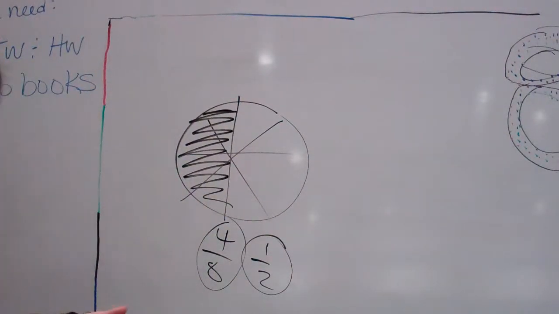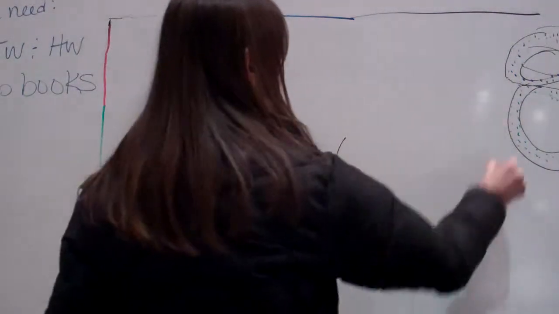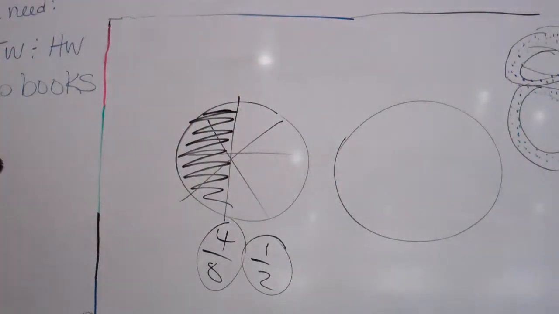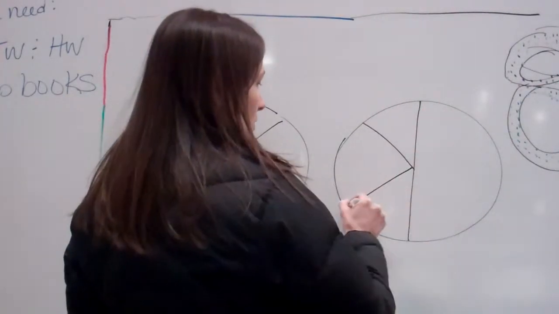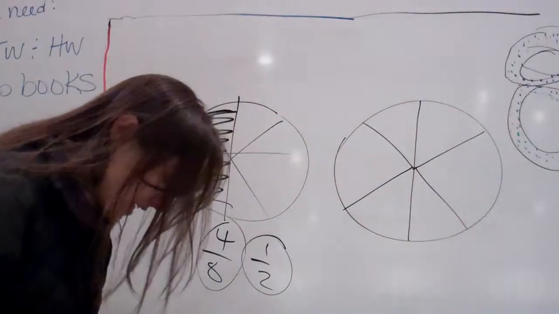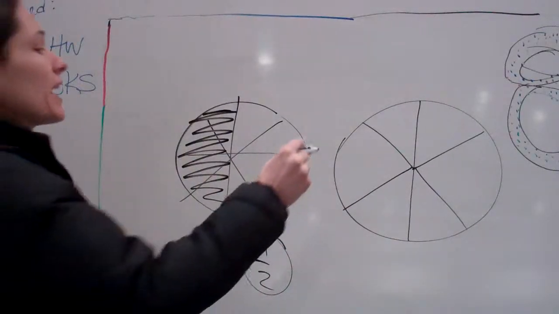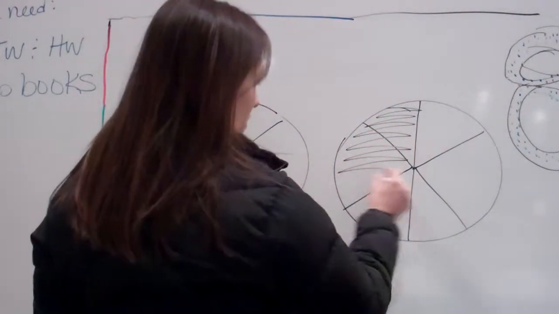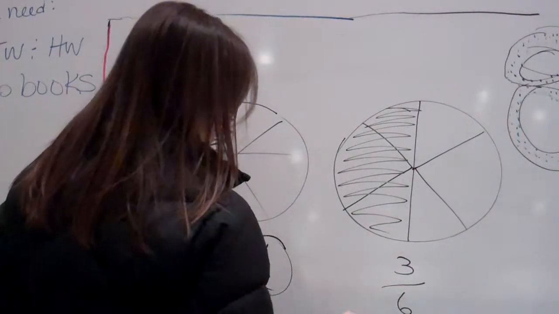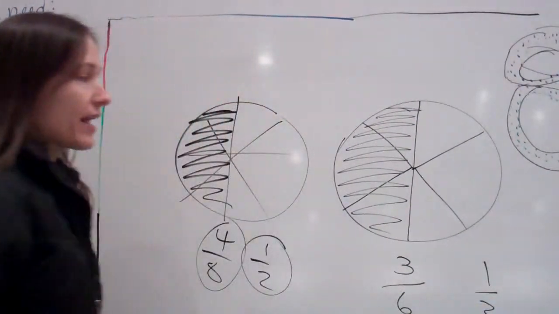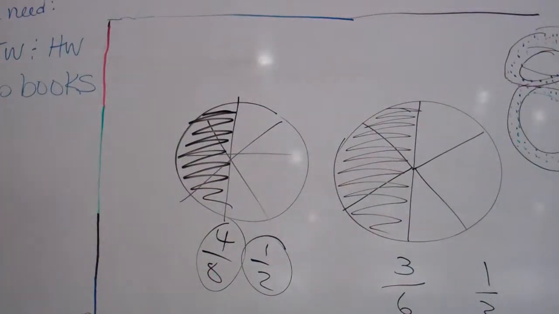Okay? Now, let's say instead of cutting that same pizza, this time I cut it up into 6s. If I were to fill in half, what would I be filling in? 3/6, or 1/2. Very good. These are proportions. They mean the same thing. It just is a matter of how you cut it, so to speak.